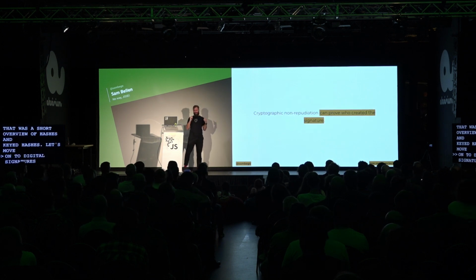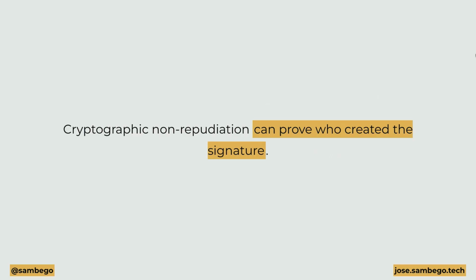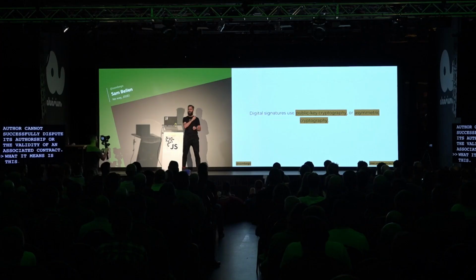What it means is basically this. Cryptographic non-repudiation can prove whoever created the signature. Because we added that little piece on top of it, we should be able to prove who created the signature. With a keyed hash, anybody that has access to the secret can create a keyed hash. With a cryptographic signature, only a certain person or party should be able to create them in their own name. And the way we do this is using public key cryptography or asymmetric cryptography.